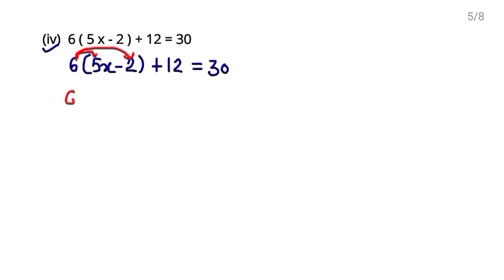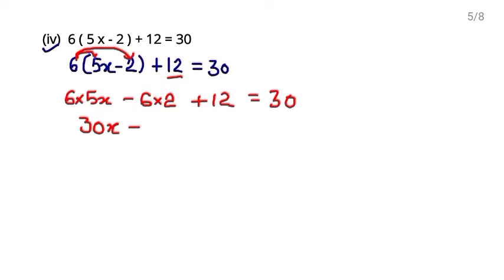So this will become 6 multiply 5x, minus 6 will also be multiplied by 2. 6 multiply 2 and then plus 12 is equal to 30. 6 5s are 30x minus 6 2s are 12 plus 12 is equal to 30.